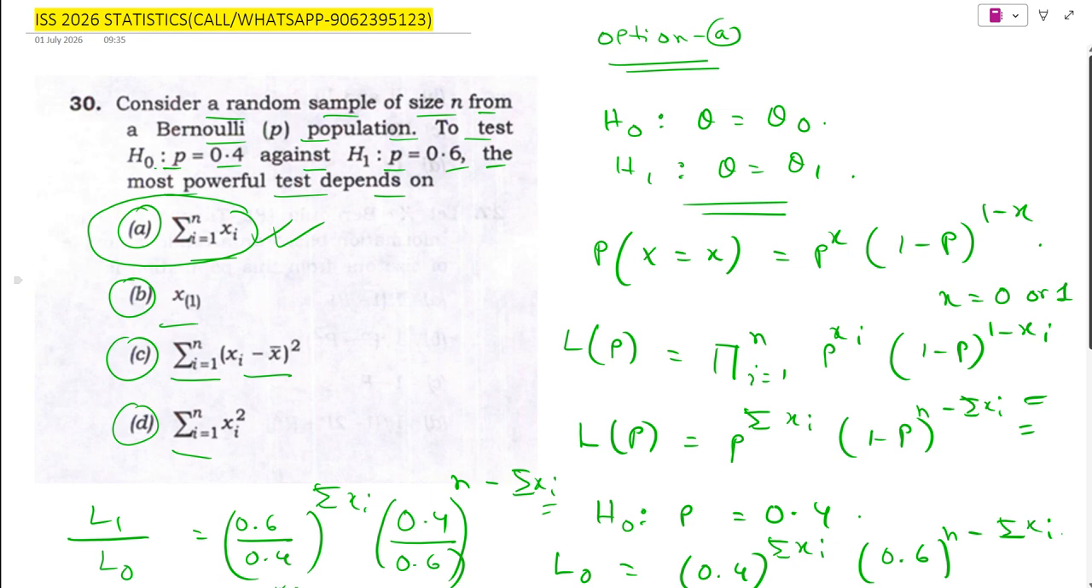Okay, so for Bernoulli data, remember this thing. The sufficient statistic is summation of xi. The likelihood depends on summation of xi and the most powerful test depends on summation of xi. One statistic solves three different chapters. And this is exactly the kind of interconnection that ISS loves to test.